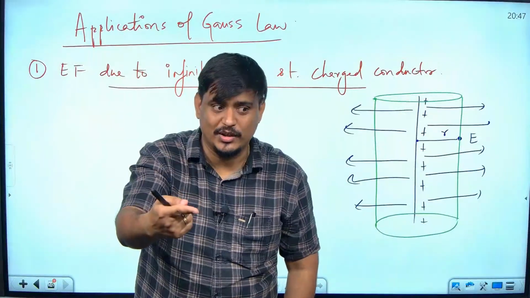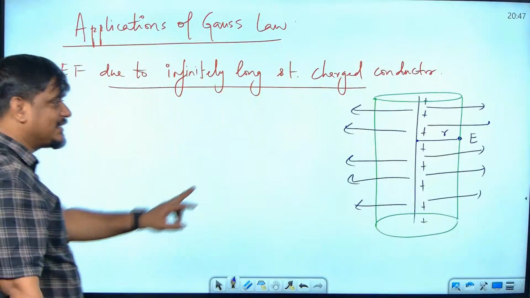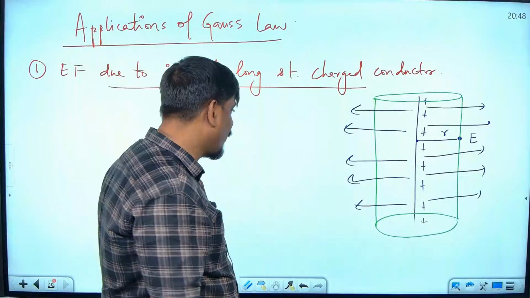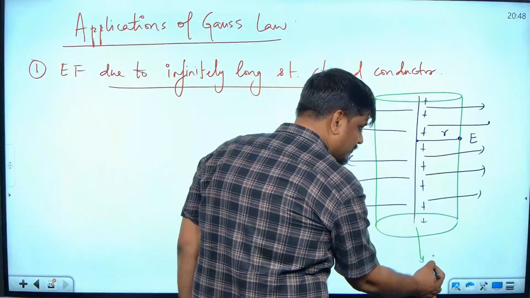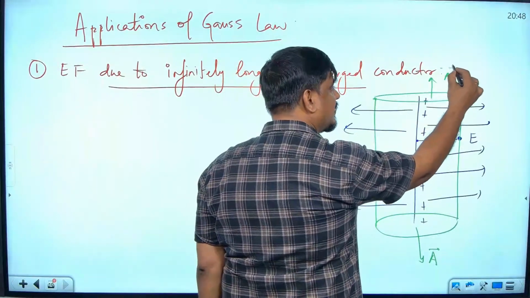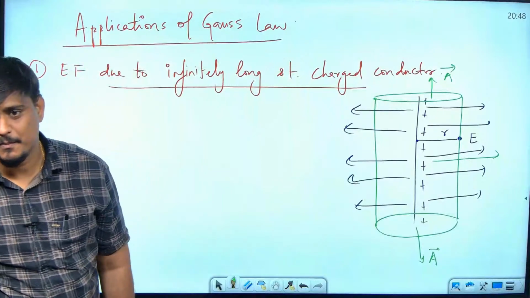Logic I told you now. Let us start solving it. Please pay attention. You know that this cylindrical Gaussian surface will have 3 area vectors: one area vector down, one area vector above, and a third area vector in the same direction as the electric field. Do you agree with me?